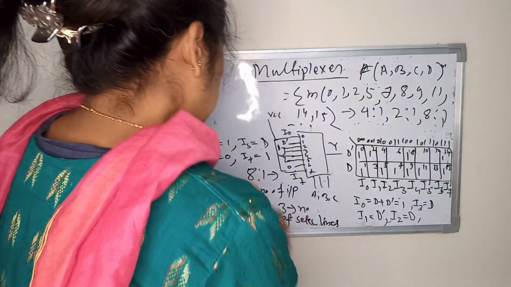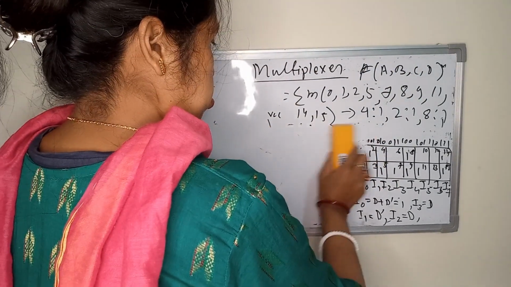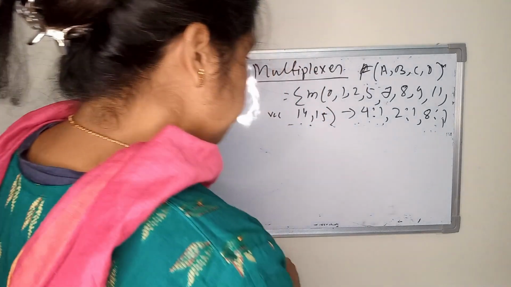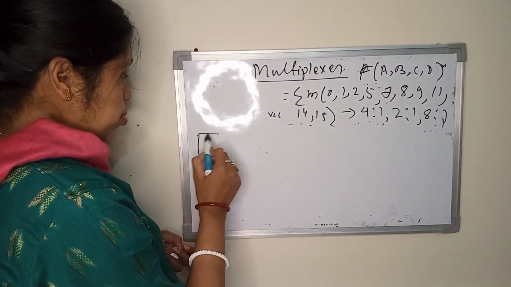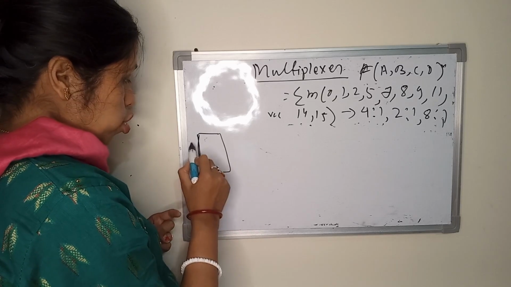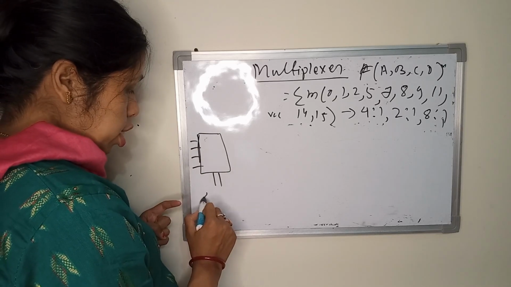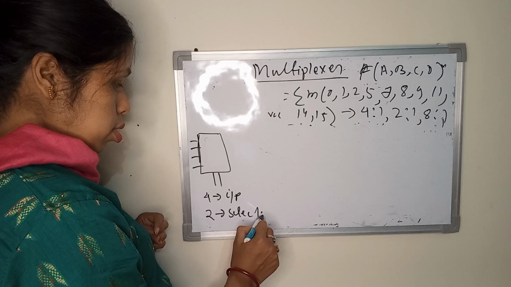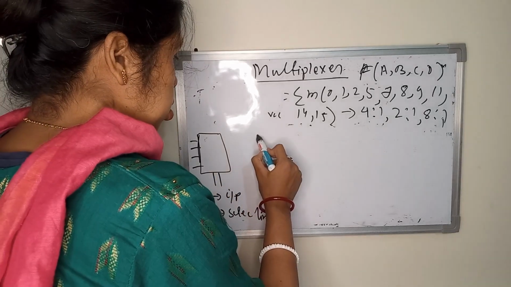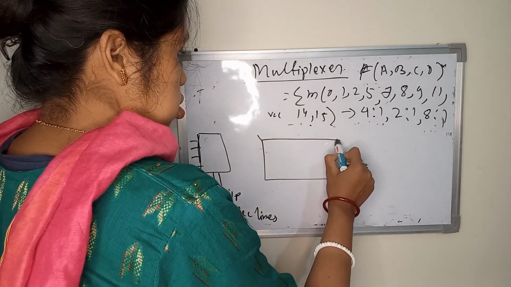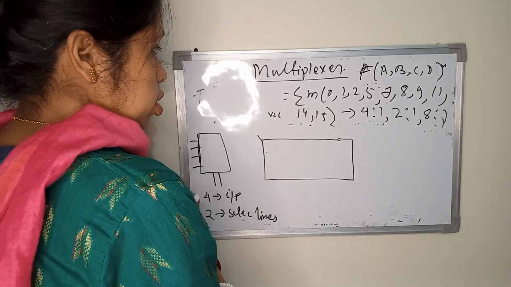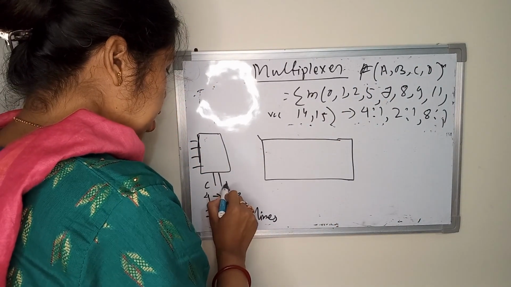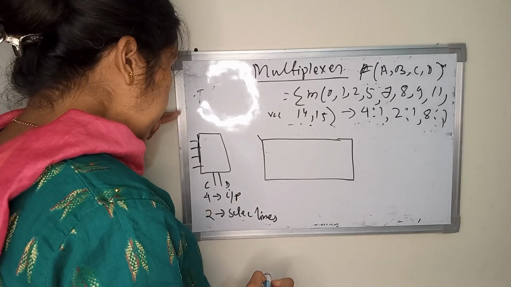Next I come to the other one: 4:1. How can you realize the Boolean expression using a 4:1 multiplexer? For 4:1, first I will check how many select lines are required. There are 4 input lines, so 2 select lines. The variables are A, B, C, D. From A, B, C, D, I use any 2 as select lines, and the other 2 should be connected to the input lines.